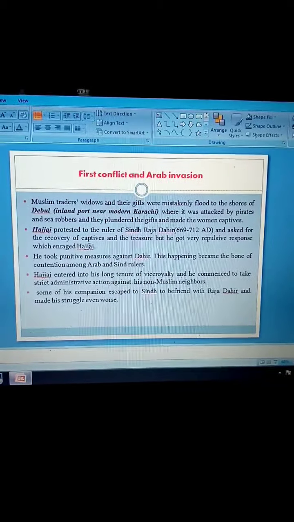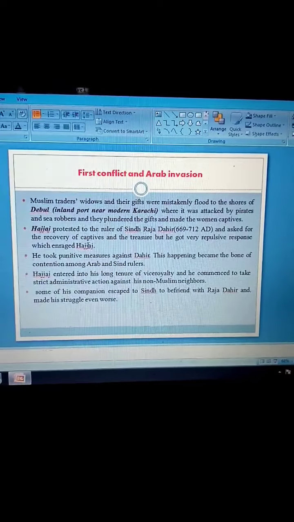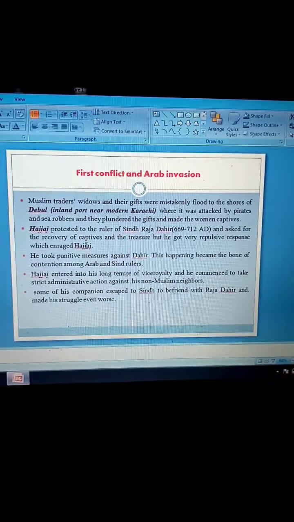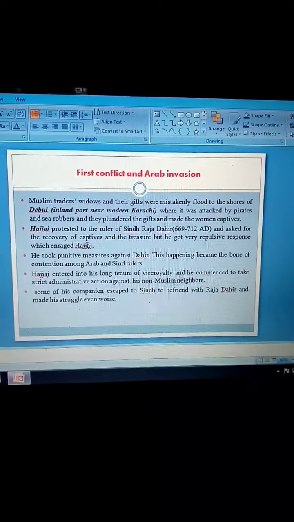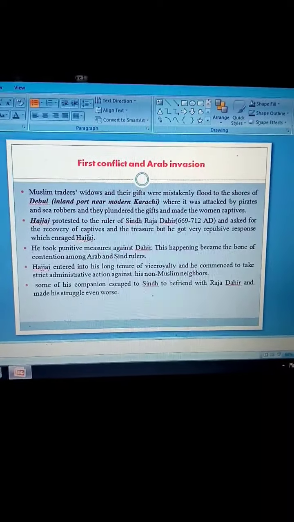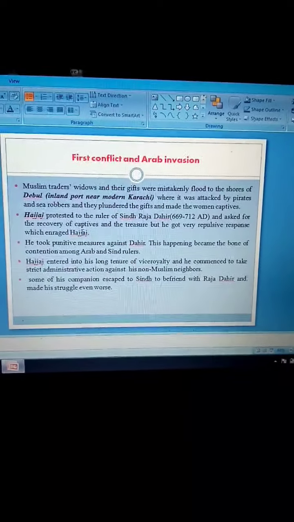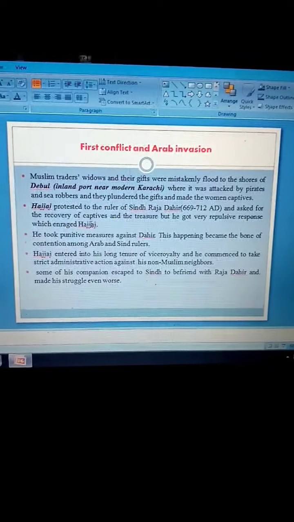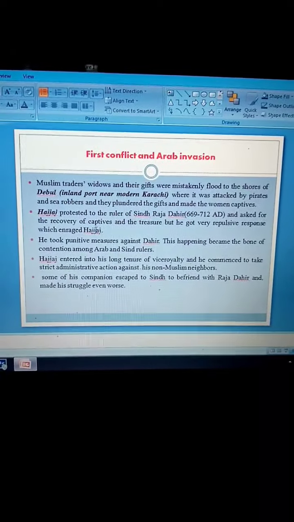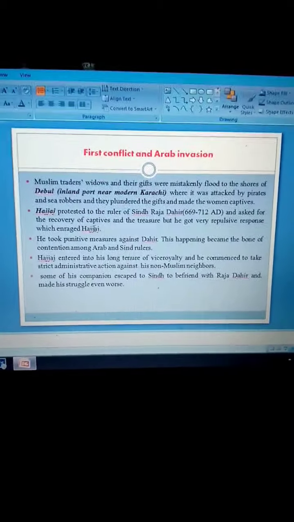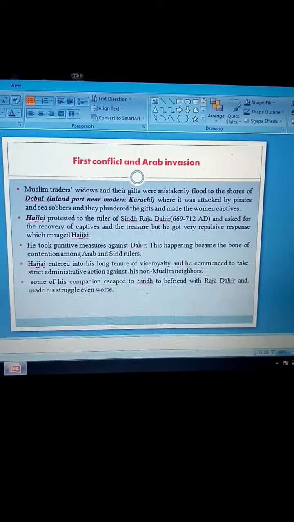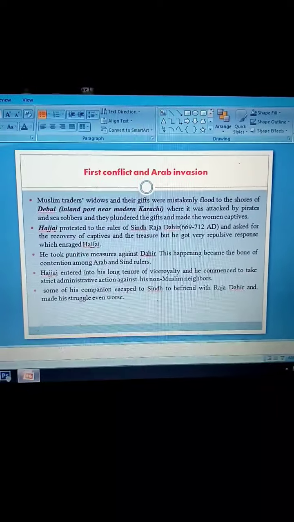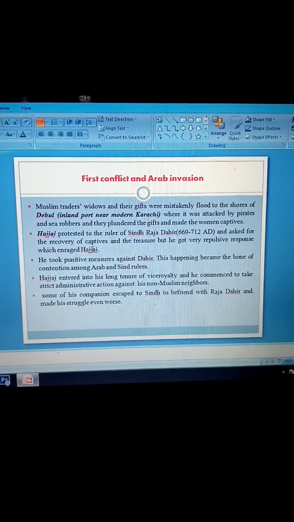The traders were robbed by the pirates, and their booty and their widows were sent on the route to Arab by the regional ruler. But all those things were again robbed by the robbers of the subcontinent near Dibel. Dibel was actually the port near Karachi.